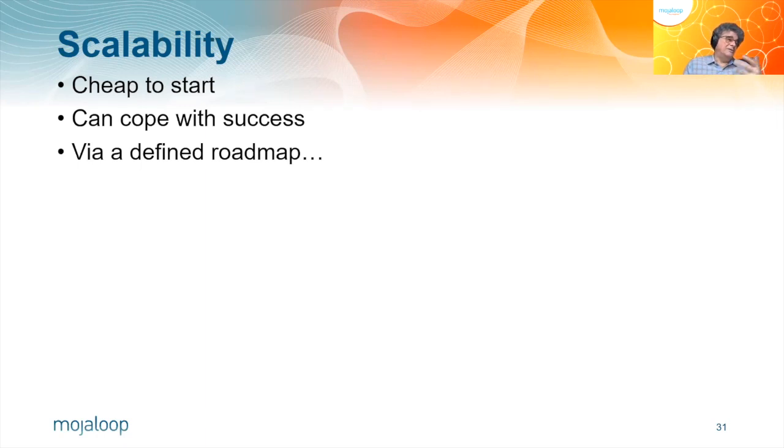We also want, though, a system that can cope with success, i.e. we want something that if the system takes off and suddenly starts having very large numbers of participants and very large numbers of transactions, there is a clear way to scale the system so that it can cope with very large volumes, and there needs to be a defined roadmap so that people understand how to move from the point where they start to the point where they succeed.